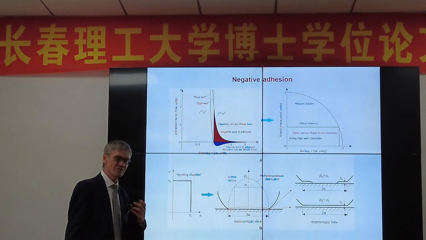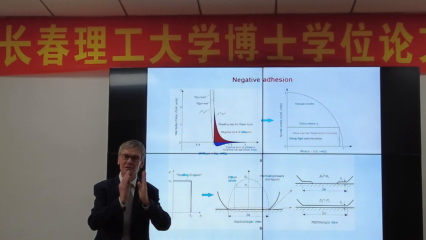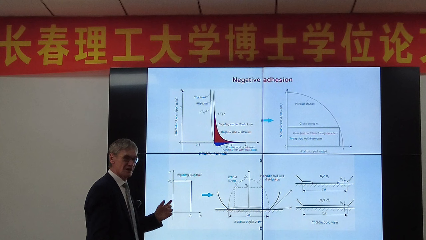And in a very simple model that is very often used in adhesive theory, of course the repelling forces are strong in the vicinity, in the contact, and then they decrease when the distance is increased. But a very simple model is that they are constant and then disappear after some distance.